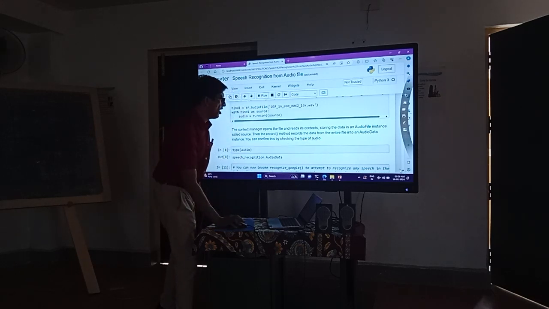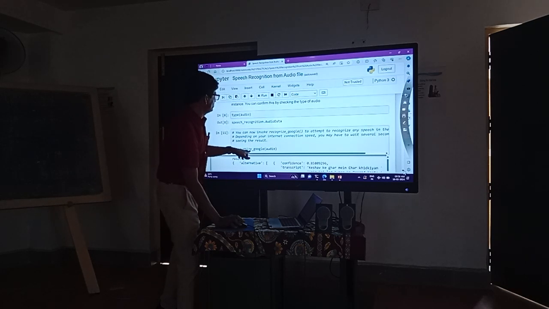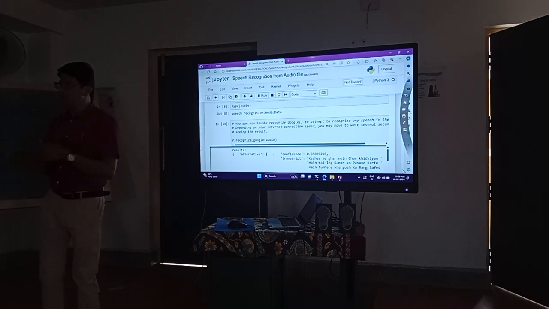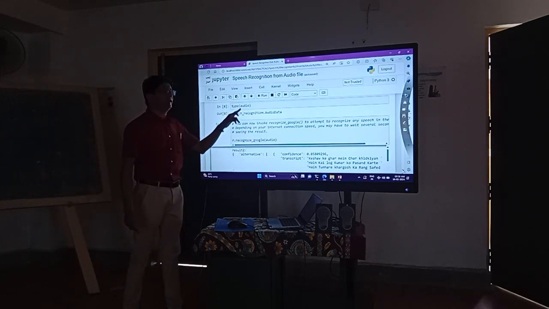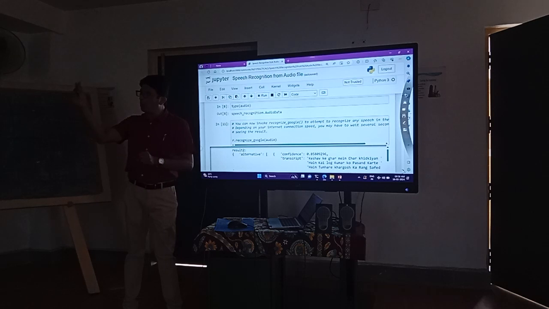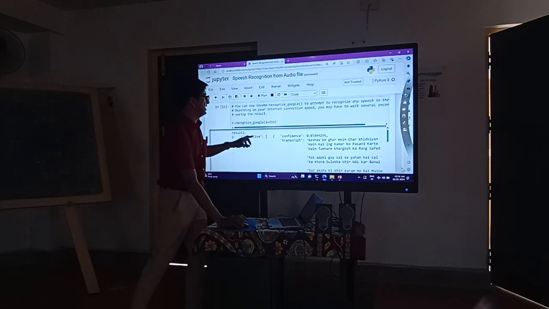Now I open that audio file instance and I am just using this recognize_google, Google's API. r.recognize_google. What is in this audio? It has something like "Hello Venkat, how are you?" I pass that into the recognize_google function. After passing it, now it is giving the result.